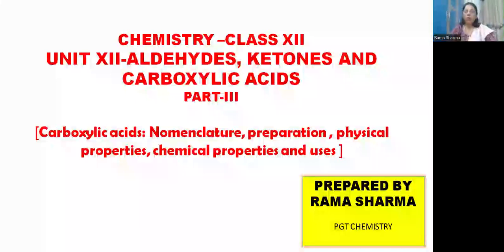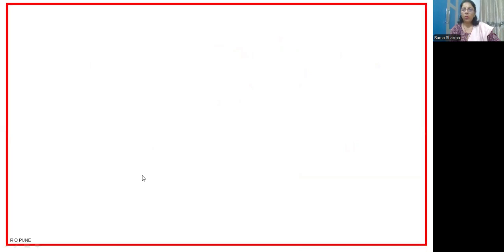Today, we will be discussing the chemical properties of carboxylic acid. In earlier sessions, we have discussed the preparations, physical and chemical properties, and nomenclature of aldehydes and ketones, as well as the preparations and nomenclature of carboxylic acids. So let us start today's session. You must take your pen and paper before attending this session.